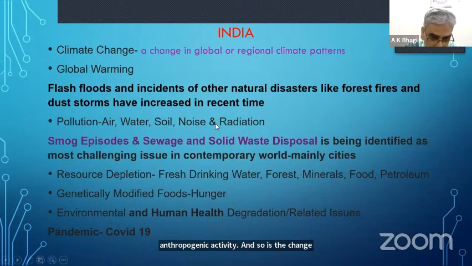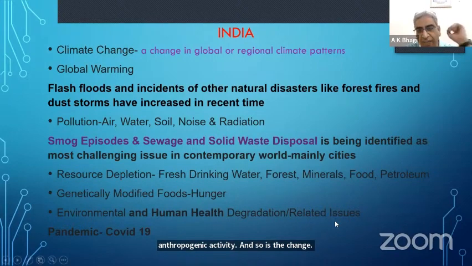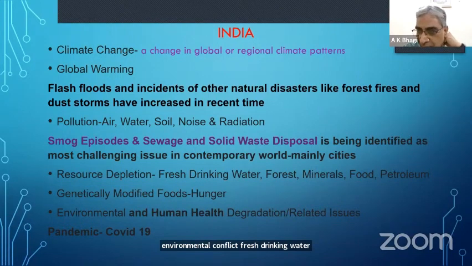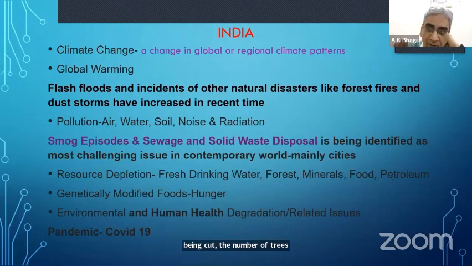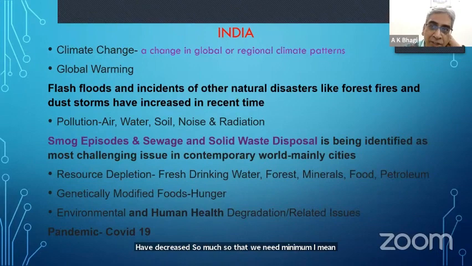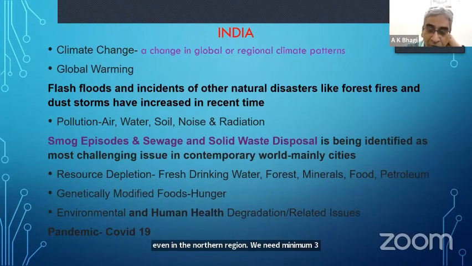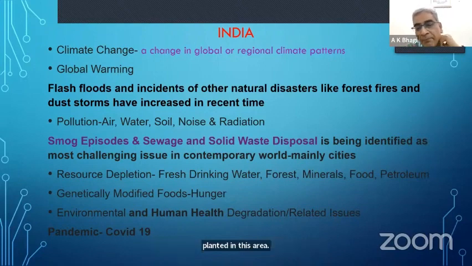Even there is resource depletion. This is also environmental conflict. Fresh drinking water availability is reducing constantly. The forest area is being cut. The number of trees has decreased, so much so that even in the northern region, we need a minimum of 3 crore trees planted in this area. 3 crore big trees are to be planted. The minerals are getting reduced. The food is becoming a problem.